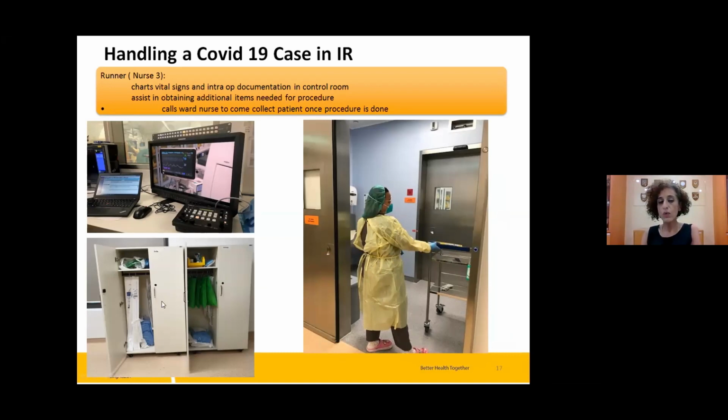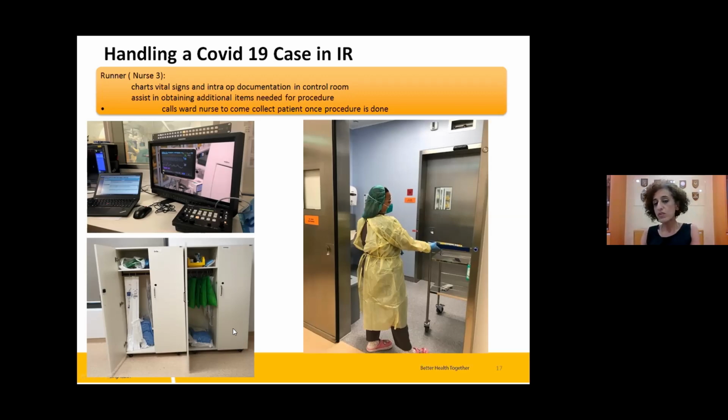We've also made these 2 cupboards, which are mobile cabinets, which have all essential stock to do any sort of procedure. And these can be either taken up to the OT or to the isolation rooms to do procedures, so that you don't have to run up and down for various equipment that you need.